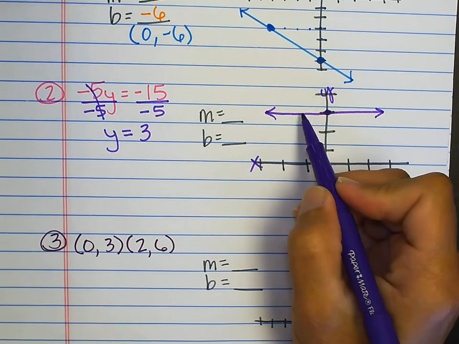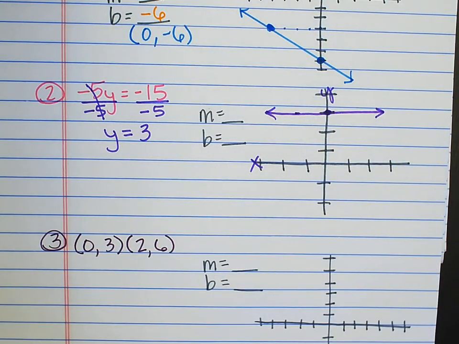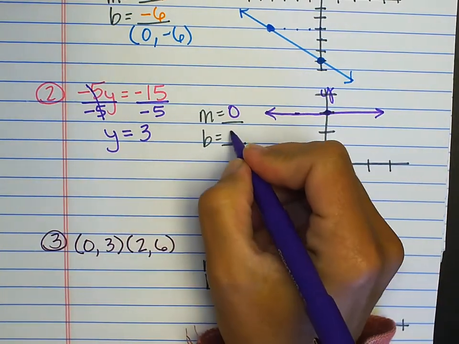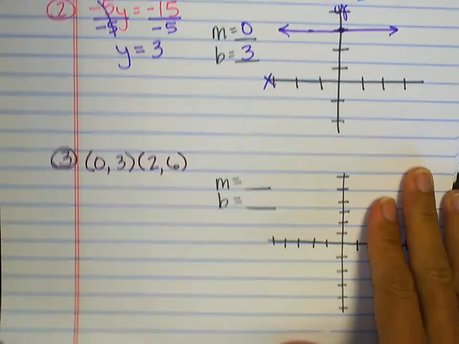For a horizontal line, if I had another point, I could rise 0, run however many I wanted. So the slope is 0. And on this one, my y-intercept is 3. Make sure you review those special cases if this one caught you off guard. Okay? All right, and the last one.